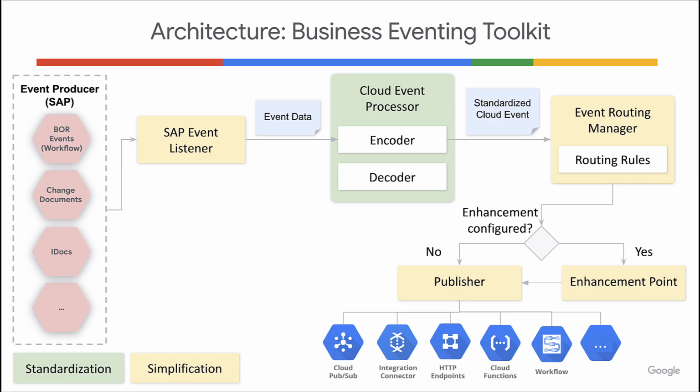Finally, let's take a look under the hood at the overall architecture of the Business Eventing Toolkit. As you can see in this diagram, it comprises several key layers and components that work together seamlessly to enable efficient and scalable business eventing with your SAP systems on Google Cloud. So here are the core components. First, we have the SAP Event Listener. This is the component that directly captures those critical business events as they occur within your SAP system. Think about a new sales order being created. The Event Listener is there to grab that information.